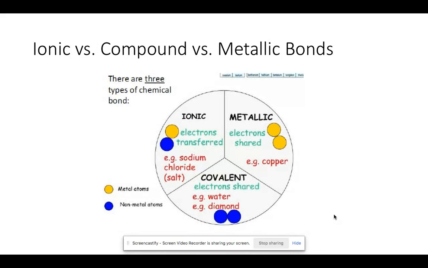So if we compare the three: covalent bonds, remember, share, ionic transfer, and metallic also share. Ionic is between a metal and a nonmetal. Covalent is between two nonmetals, and metallic is between two metals. So there are 3 types of bonds. Remember, these are not good conductors. These are good conductors. These usually only conduct when dissolved in water. That's the end of our notes.